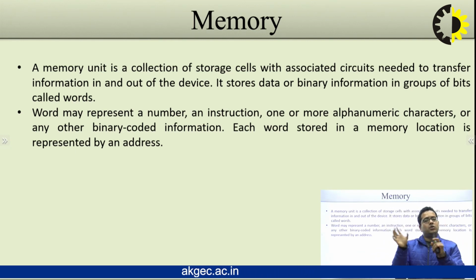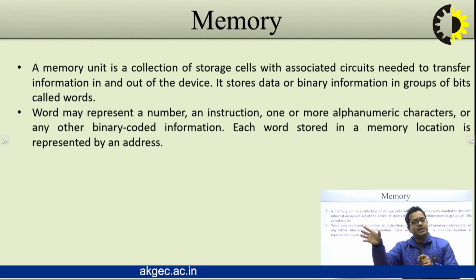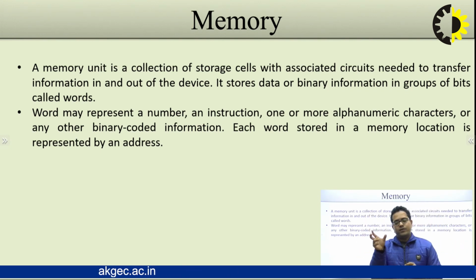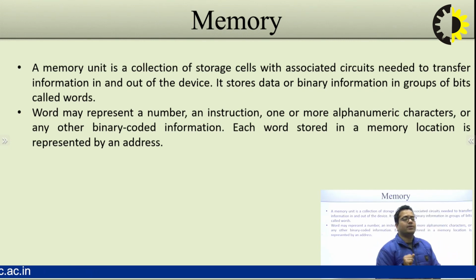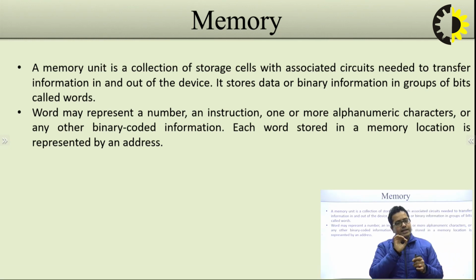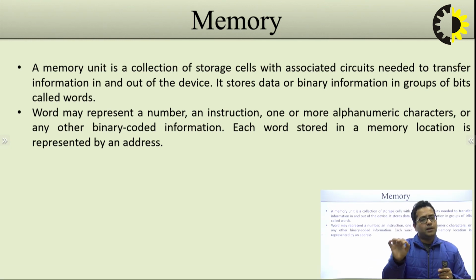Out of millions and billions of locations, we want to access one location. How can we access that location? We first have to give the address of that particular location, sending an address to the memory and selecting one memory location out of millions of locations.